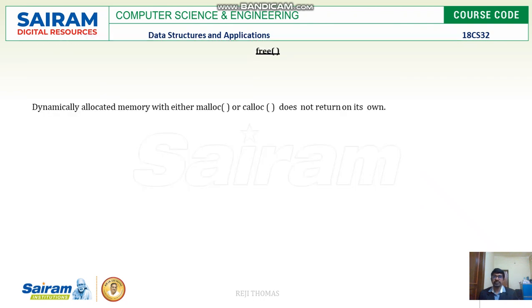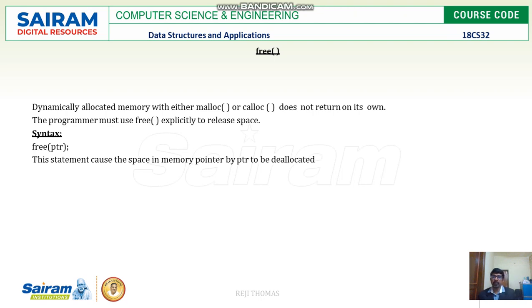And the last one is free. Free is a function which is going to deallocate the memory which was allocated by malloc and calloc. Until you deallocate, the memory cannot be used by some other variable. So make sure that you deallocate the memory. The syntax is very simple. You can make use of free, and the variable which was pointing to the memory, you have to put inside the free, which is going to deallocate it.